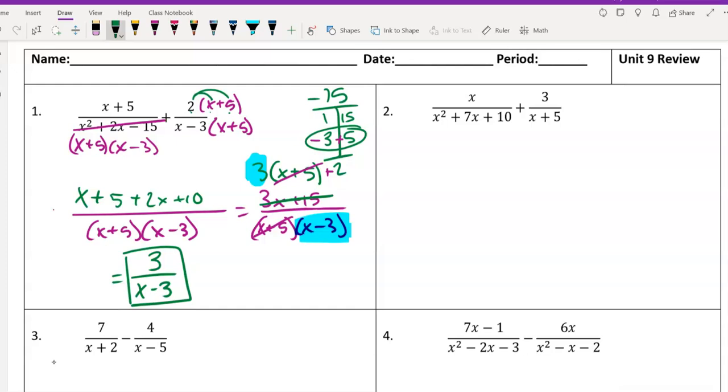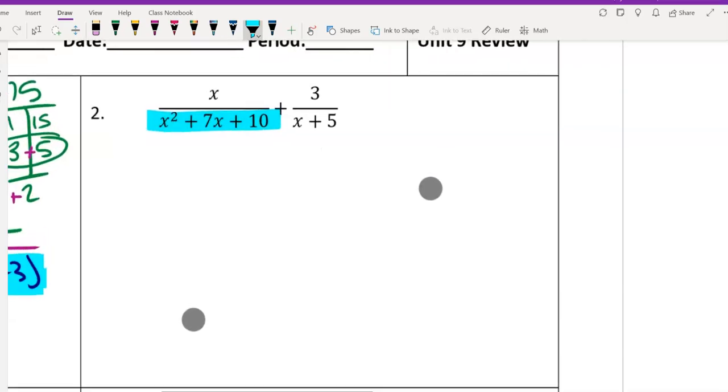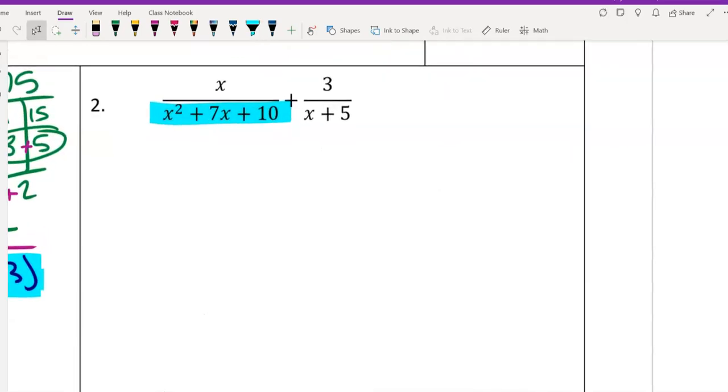All right, number 2, we have another addition problem here. So I see the first denominator needs to be factored. How does it need to be factored? It's a quadratic. There's 3 terms and a square. That tells us it needs to be factored.